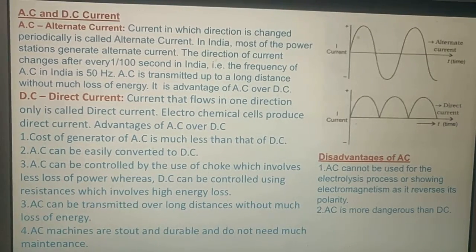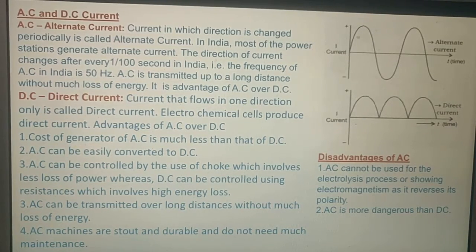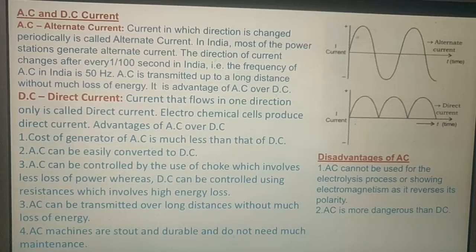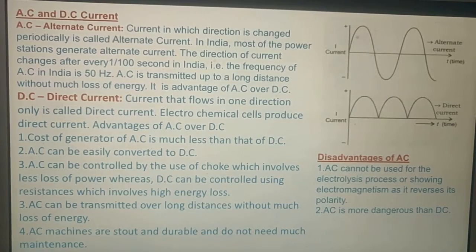AC is transmitted up to a long distance without much loss of energy. It is an advantage of AC over DC.